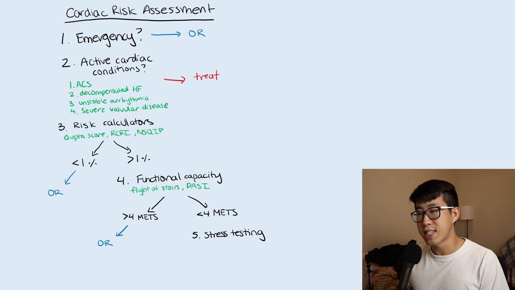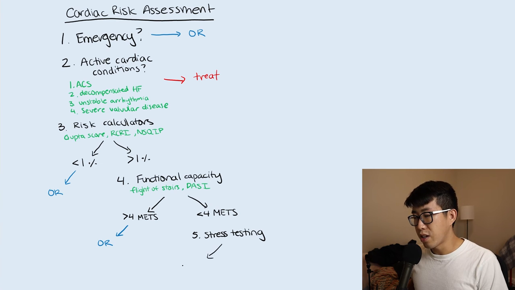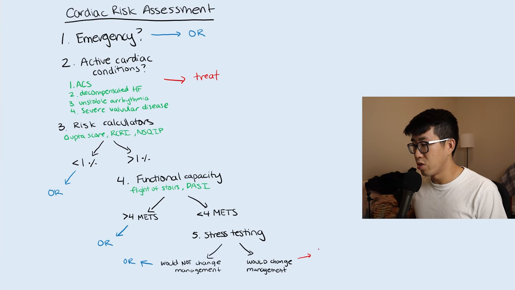You're not going to place a stent in this patient, which would then warrant them to need 6 to 12 months of dual antiplatelet therapy, which cannot be held. So in that case, if it would not change management, then the patient, again, should be going to the OR. Now, if this would change management, well, then obviously you do a stress test. And if it is a normal stress test, then they can go to the OR. And if it's abnormal, then you're gonna have to treat before they get the procedure.